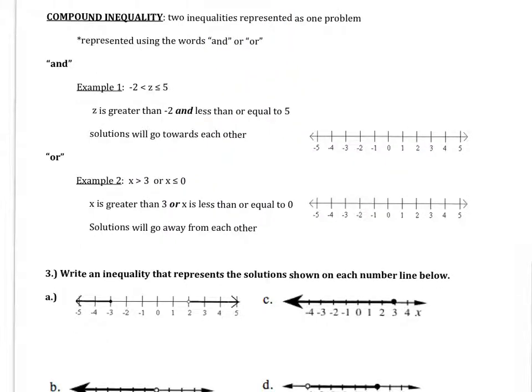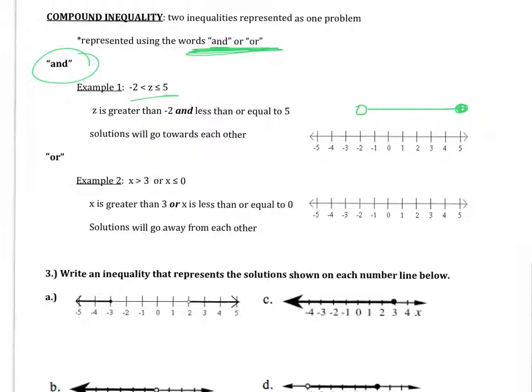So we're going to take a look at what's called a compound inequality. Compound is going to have two things going on here. It's going to be represented using the words or and. For the and compound inequality, you will see them being written together. In this example, negative 2 is less than z, which is less than or equal to 5. So we are going to have an open point at negative 2, a closed point at 5, and everything in between is going to be included. The two points you will plot, and then they're going to go towards each other.